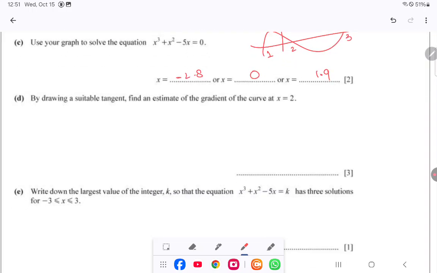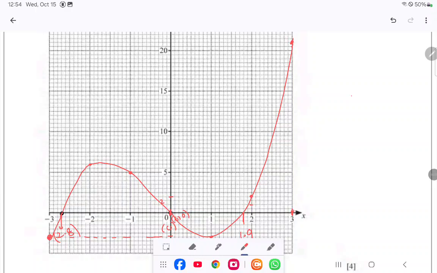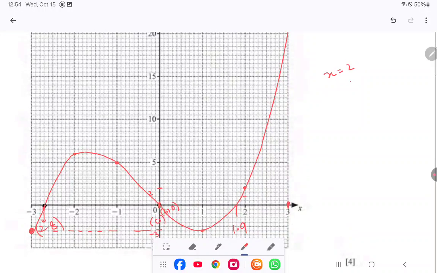So in part D, by drawing a suitable tangent, find an estimate of the gradient of the curve at x is equals to 2. For the gradient, we have to calculate dy over dx, which is our slope, or we can say change in y over change in x. But for that, we have to calculate the change in y and change in x from the graph. So for the slope, we know that x is equals to 2. A straight line we have to draw from here.